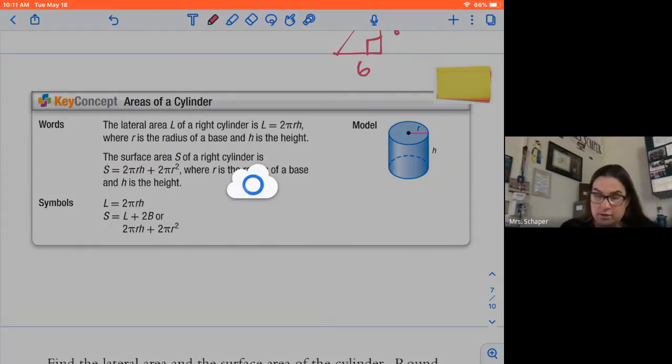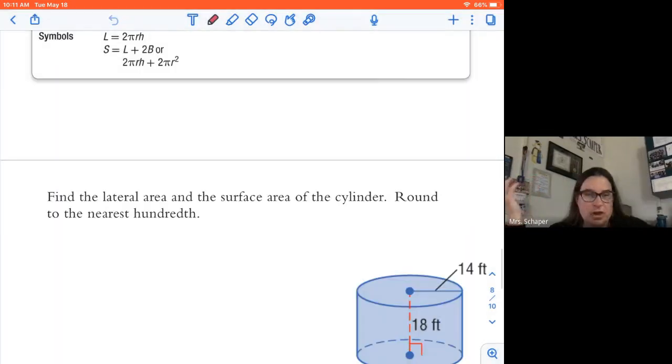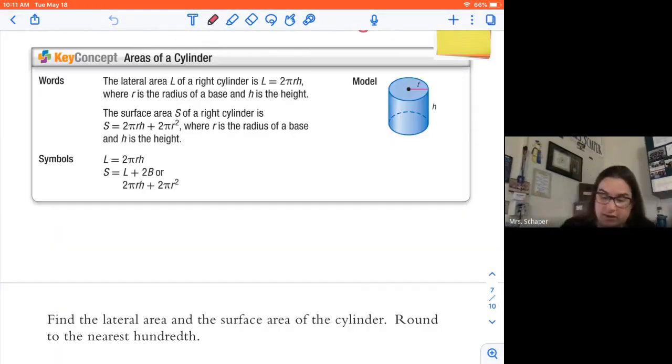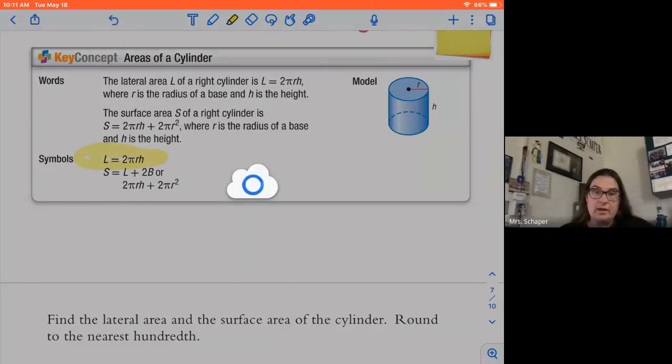Area of a cylinder. That's interesting. I don't know why it's doing that. Area of a cylinder is going to be the same idea. The lateral surface area is going to be the perimeter of the base, which is the circumference, and then you take that and multiply it by the height. The total surface area is going to be the lateral surface area plus 2 pi r squared. Okay. And again, I'm not sure why it's doing this, but those are the formulas.